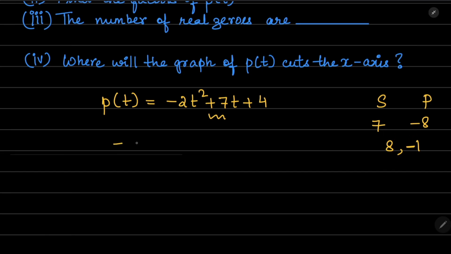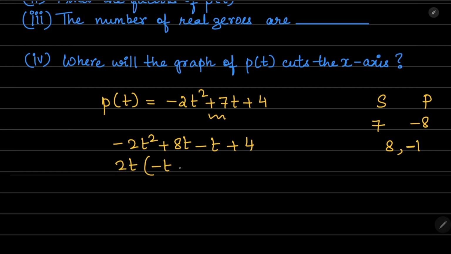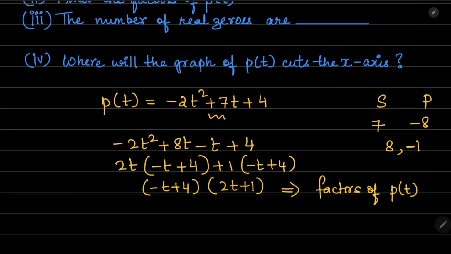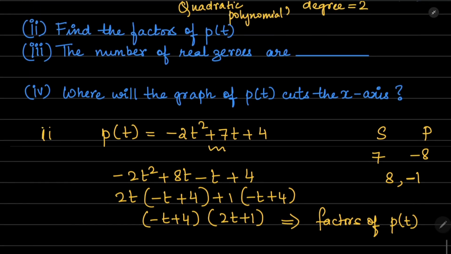Just replace the middle term, so you'll be getting minus 2t square plus 8t minus t plus 4. We are just doing the middle term splitting. And if you take 2t common out, what do you get inside? Minus t plus 4, right? Again plus 1 common out, minus t plus 4. So what are the factors? You have minus t plus 4 common out, and the leftover is 2t plus 1. These are the factors of the given polynomial. Factors of P of t. That is your second question. This is the answer for your second question.